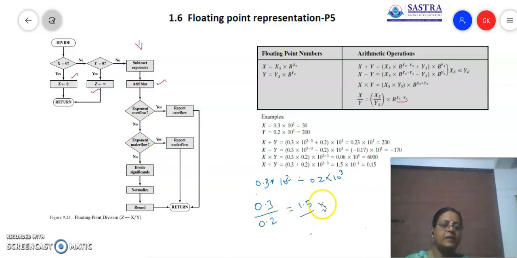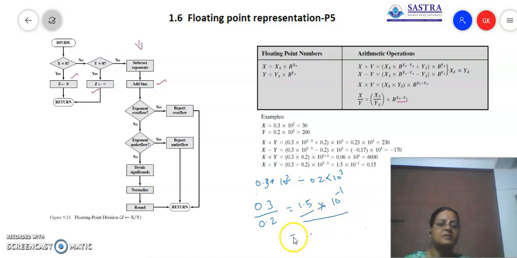Now coming to the exponent part. Here the exponents have to be subtracted, so it is going to be 2 minus 3, giving 10 power minus 1. And here don't get confused with the bias. When we are doing a manual operation, there is no concept of bias. Only when it is internally represented in the computer's arithmetic logic unit will we think about normalization and the biased exponent. Here the exponent is subtracted, so 2 minus 3 becomes minus 1. So the answer is 1.5 into 10 power minus 1.